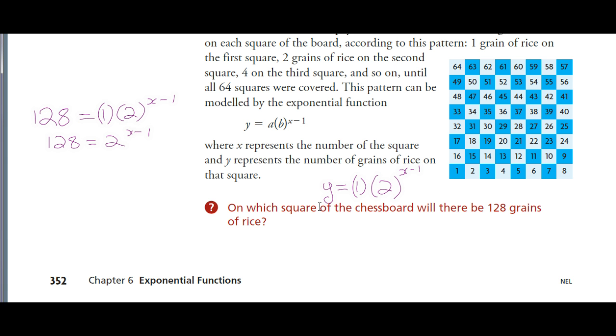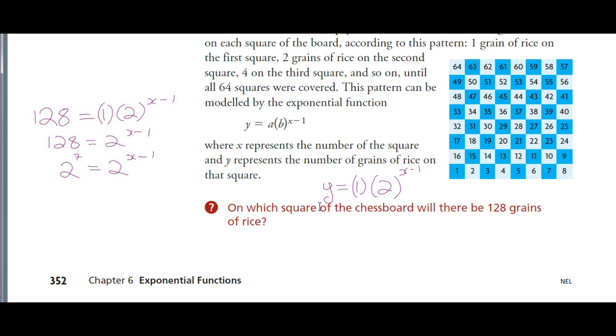Now, we might recognize 128 as a power of 2. So we use our fingers and count it up. 2 to the 1 is 2, 4, 8, 16, 32, 64, 128. So 128 is 2 to the power of 7. So we could now say, 2 to the 7th is 2 to the x minus 1. So what do we know about 7 and x minus 1?